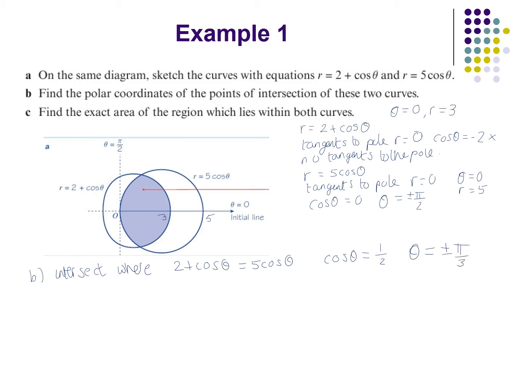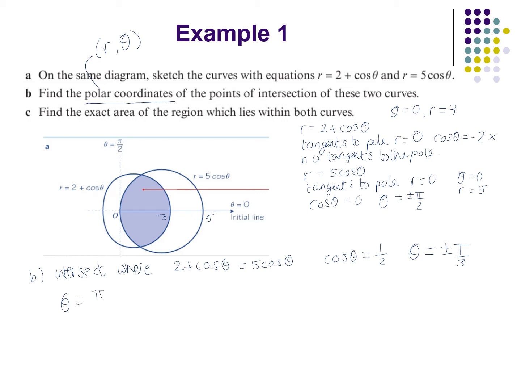Now don't get really excited and move on, because can you see what the question is asking us for? Polar coordinates of the points of intersection. Do you remember polar coordinates? They look like (r, theta). So for these values of theta, we're going to have to work out what r is. So let's do that then.